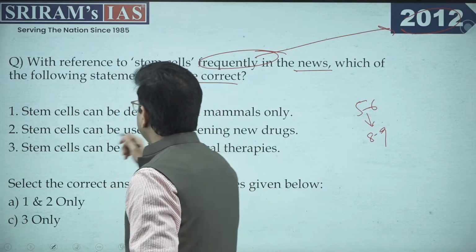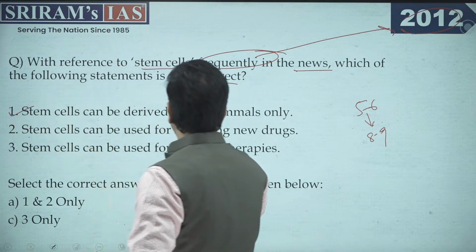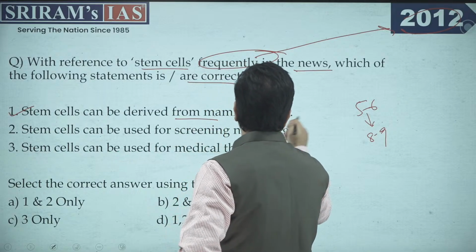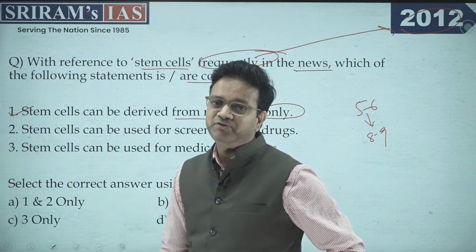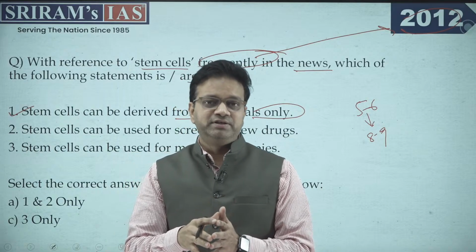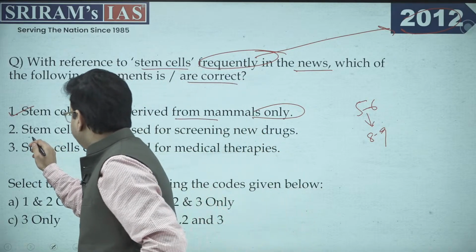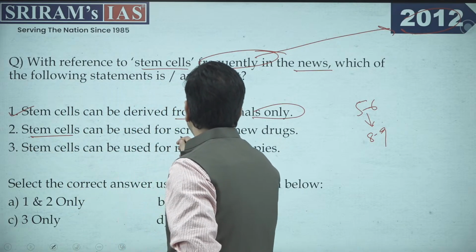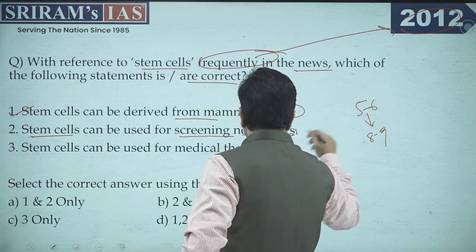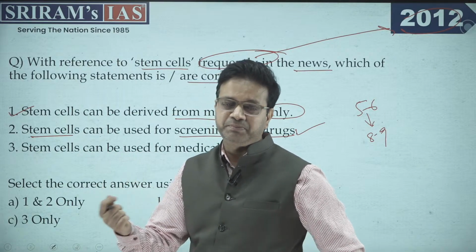Now we are looking into the stem cells. Stem cells can be derived from the mammal only. Now see, it is not only the mammal from which the stem cell can be derived. There are various other plants and animals where this can be done. Now stem cells can be used for screening a new drug. Yeah, this is true. It can be done for this specific purpose as well.